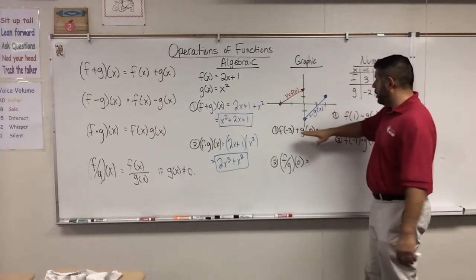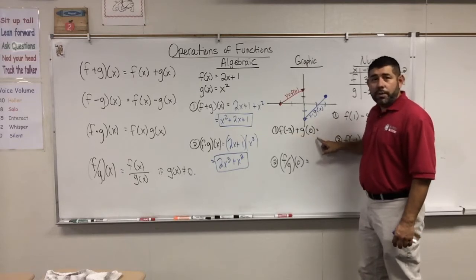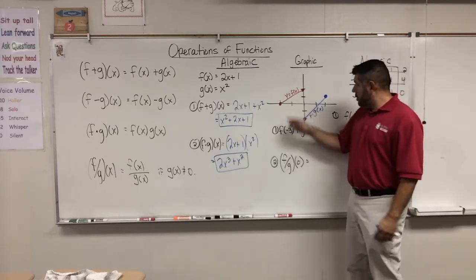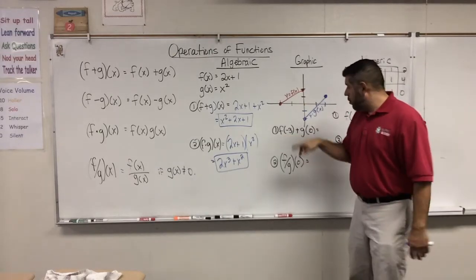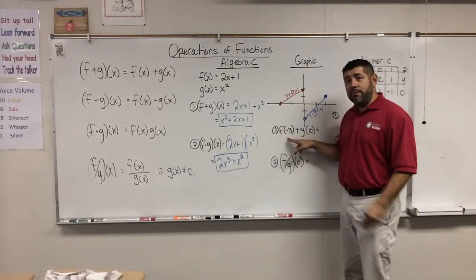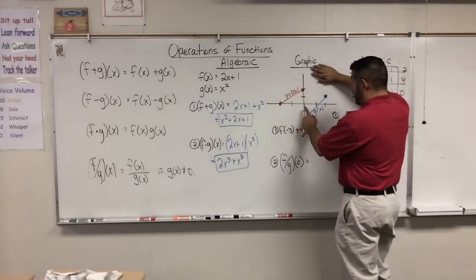So what are we going to do? Well, we're going to do f of negative 3 plus g of 0. So remember that this f of negative 3 represents the y value where x is negative 3 for the f function. So we're going to look up here on the graph, and x is negative 3.